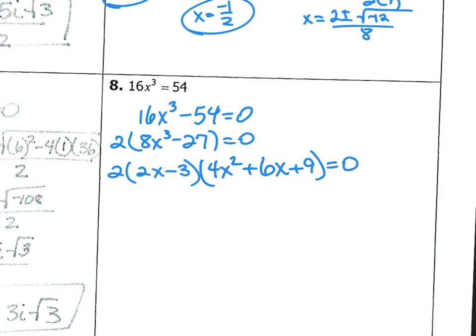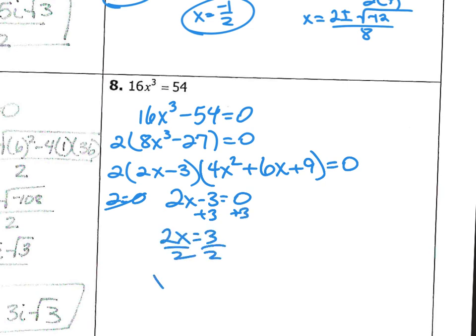Okay? Now, setting each factor equal to 0, if I set 2 equal to 0, that can't ever happen, so I'm just going to cross that out. 2x minus 3 equals 0. Add 3 to both sides. I get 2x equals 3. Divide by 2. I get x equals 3 over 2. Okay, and then for the last one, 4x squared plus 6x plus 9 equals 0. I'm going to have to use the quadratic formula again.